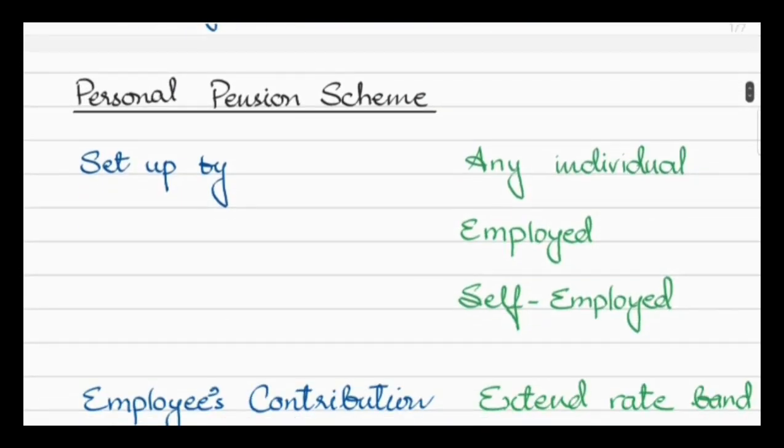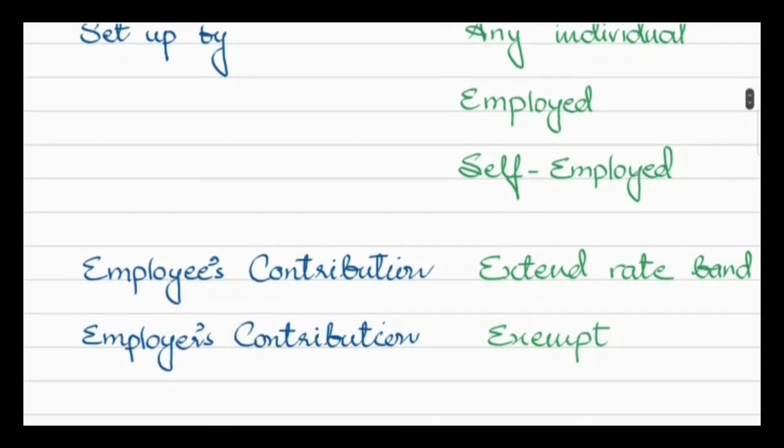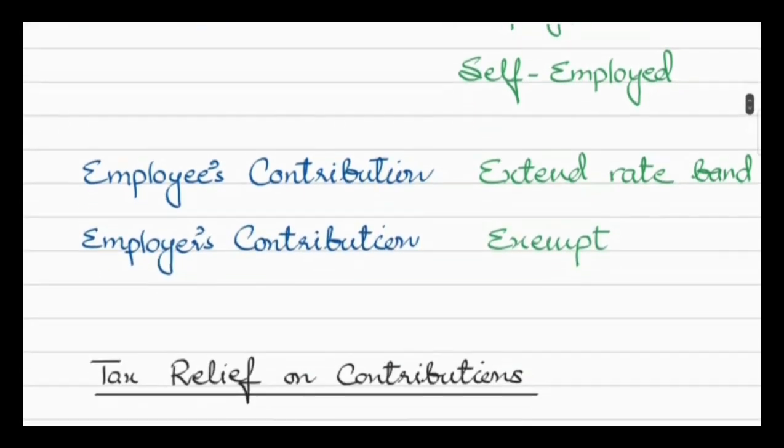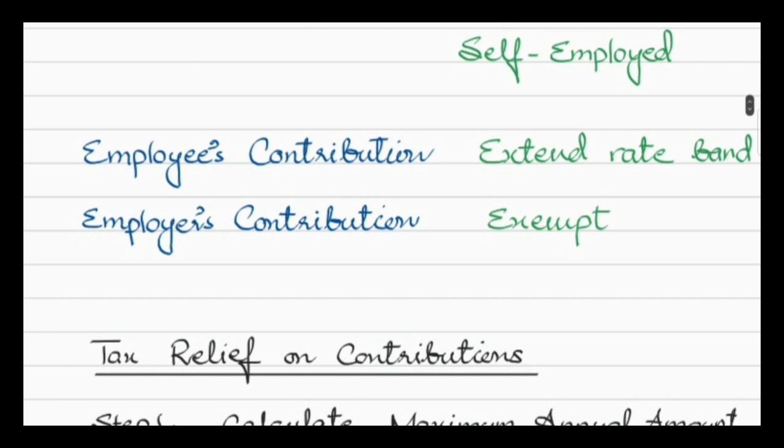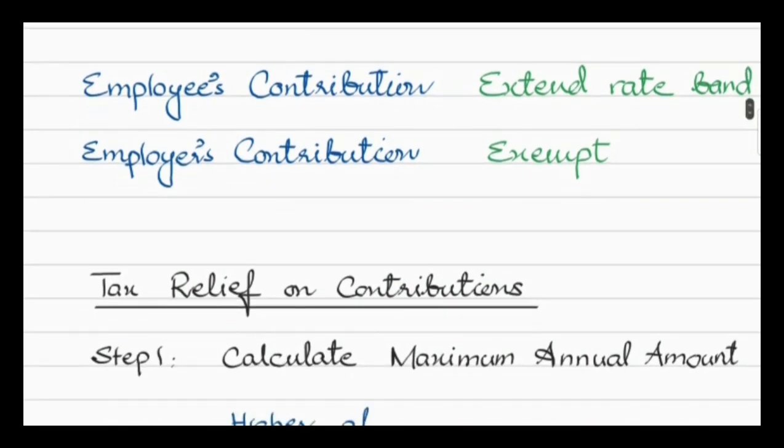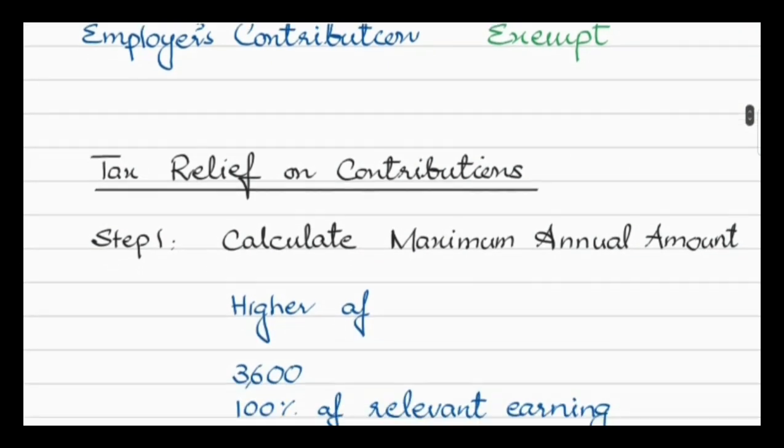Personal pension scheme. It can be set up by any individual for the benefit of himself or for the benefit of others, employed or self-employed, or any third party. Employee's contribution extends the basic rate band, higher rate band, while employer's contribution is always exempt.